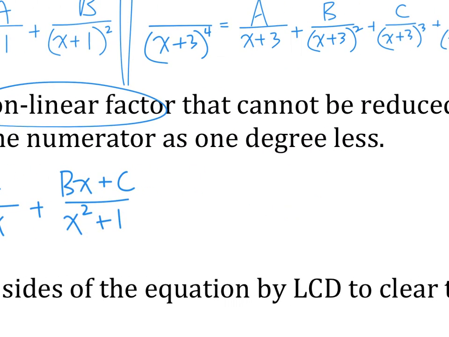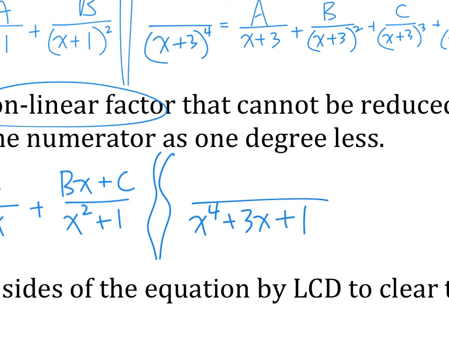Okay, so for example, let's do an extreme example. Let's do really extreme. X to the 4th plus 3x plus 1. I'm going to assume that is not factorable. It's probably not factorable. What is the degree of the denominator? 4. What's 1 degree less? 3. So what goes in the numerator?